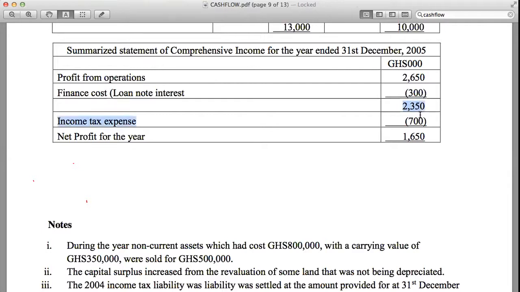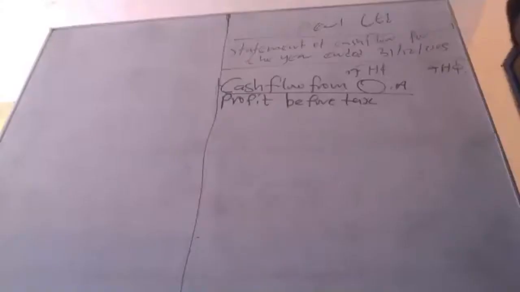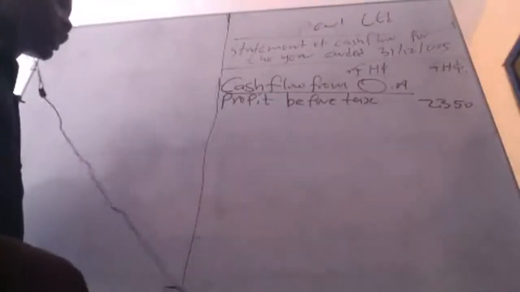Correct. It's empty. So this profit from operations, that's the profit before interest and tax, less finance cost, 300. So you get profit before tax, less income tax, profit after tax. So that is it. Good. So the profit before tax will be 2350. Then you pick it nicely. So 2350. Good. Then we continue.